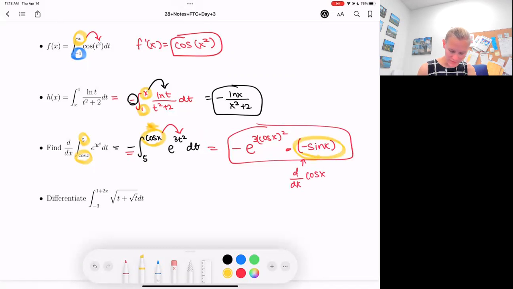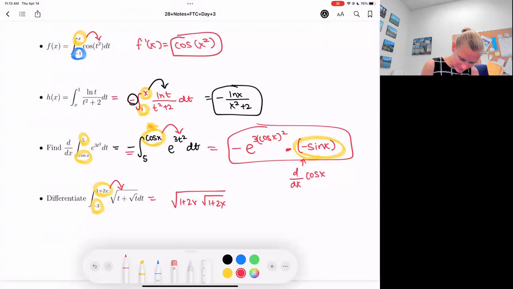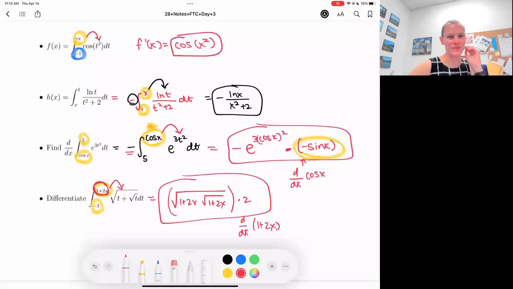Okay, so we're going to need the same thing down here because we have a number at the bottom. We have a function up top. So we start out by plugging our function in for x, so for t. So we get the square root of 1 plus 2x. And then we need our chain rule step because this is not just an x. So we have to multiply all of this by the derivative of 1 plus 2x, which is just 2. Okay, we'll get a lot of practice with these in class.